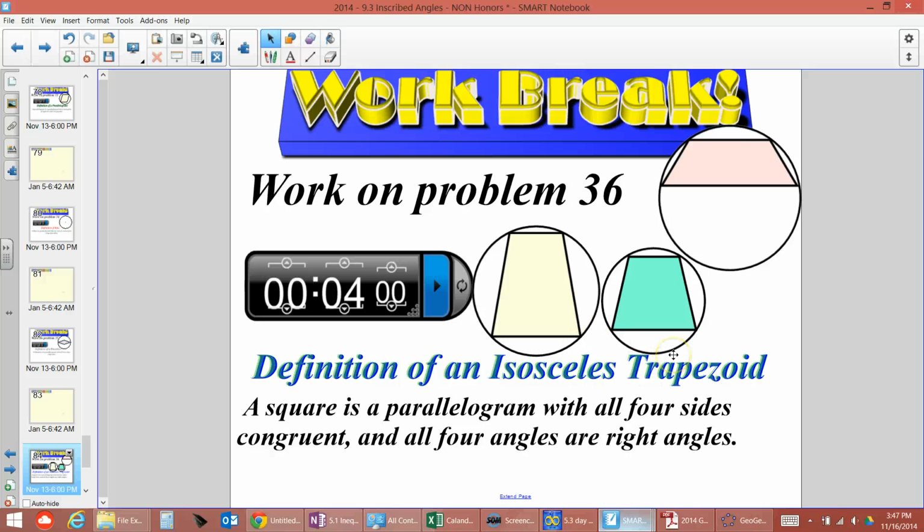This is a great question. Draw it a couple times. Think about the opposite angles in an isosceles trapezoid.